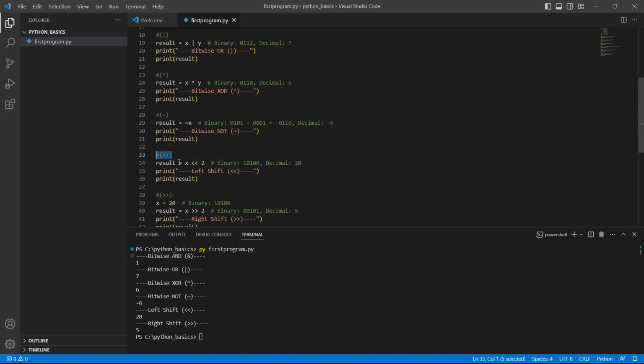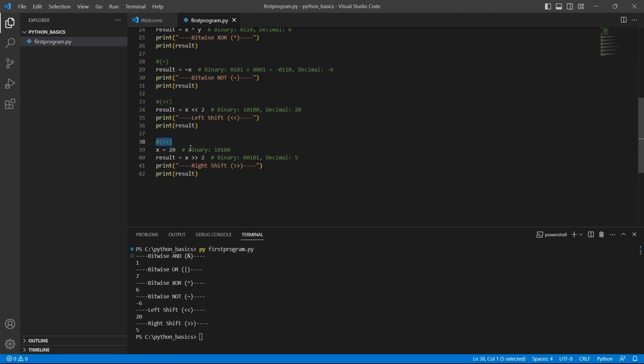Left shift. It shifts the bits of a number to the left by a specified number of positions. This operation effectively multiplies the number by 2 raised to the power of the shift amount. So the value of x is 5. When it is shifted to left by 2 positions, the binary output would be 10100, which in decimal is equivalent to 20.